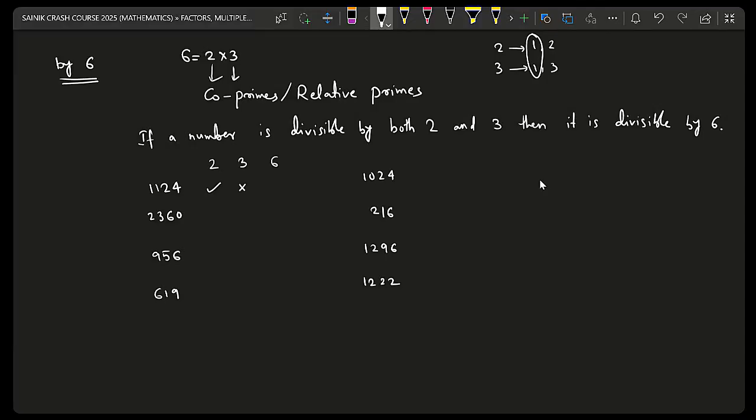So how to check a number is divisible by 6 or not? It should be divisible by 2. Also, it should be divisible by 3. So put a right mark under 6 or wrong mark under 6. Is this divisible by 6 or not divisible by 6? Not divisible. What I told you, it should be divisible by both 2 and 3. Then it is divisible by 6. If it is divisible by 2 but not divisible by 3, okay?